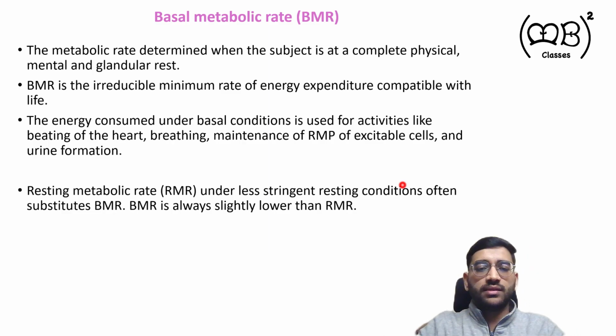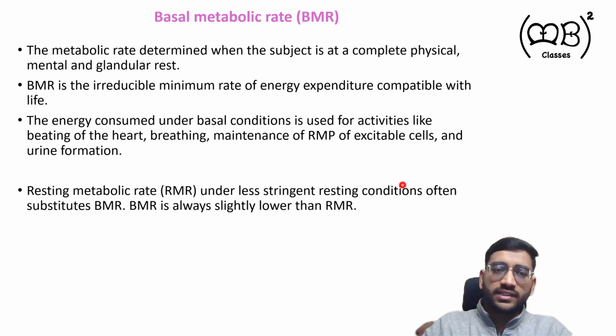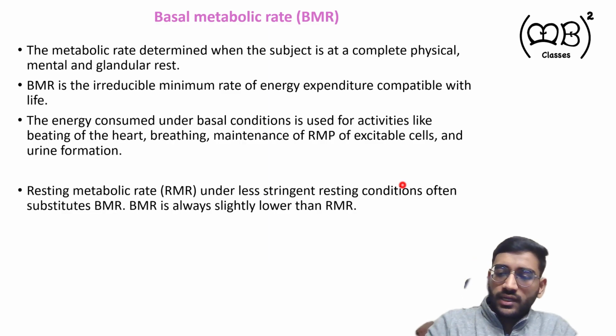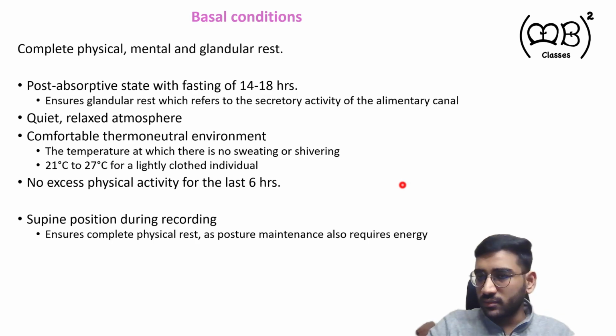RMR is resting metabolic rate, which is 60 to 75% of your total daily energy expenditure, under less stringent conditions, which are called resting conditions. So BMR is measured at a basal condition and RMR is measured at a resting condition. So what are these conditions? Basal condition is a complete physical, mental, and glandular rest.